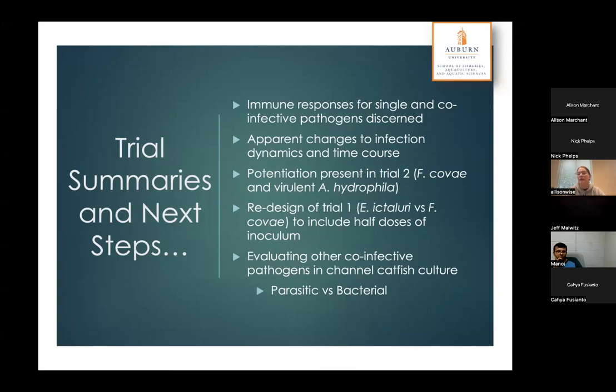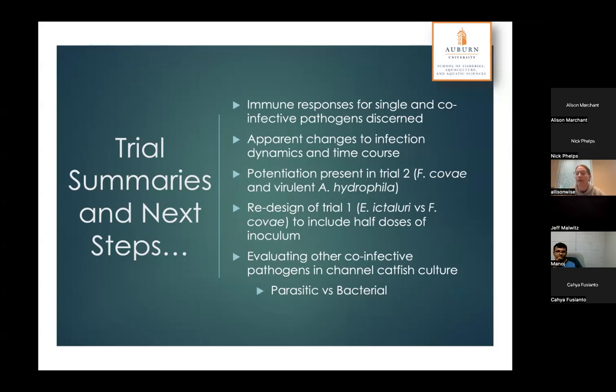We were able to look at the innate side of the host immune responses, looking at pro-inflammatory cytokines and an immunosuppressant. And we were able to say that H. pylori infections don't really cause an upregulation of immunosuppressants in channel catfish, at least of that gene. We also saw an apparent change to infection dynamics in trial 1. But once again, this redesign of trial 1 will allow us to better make comparisons between the two groups once we get the doses down.